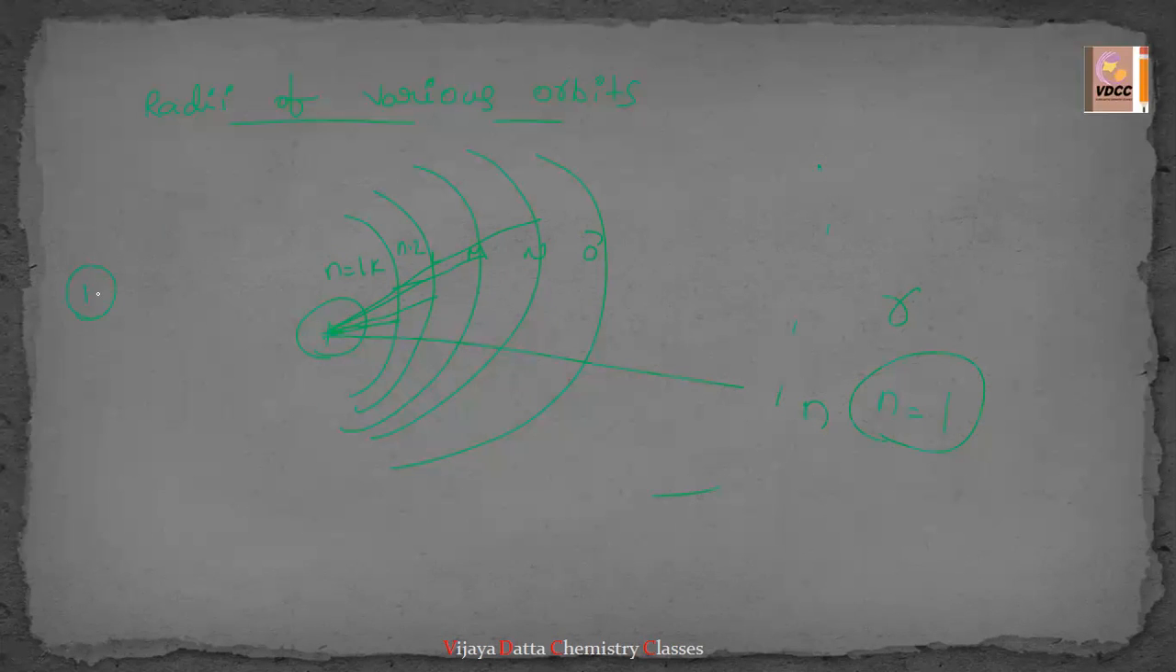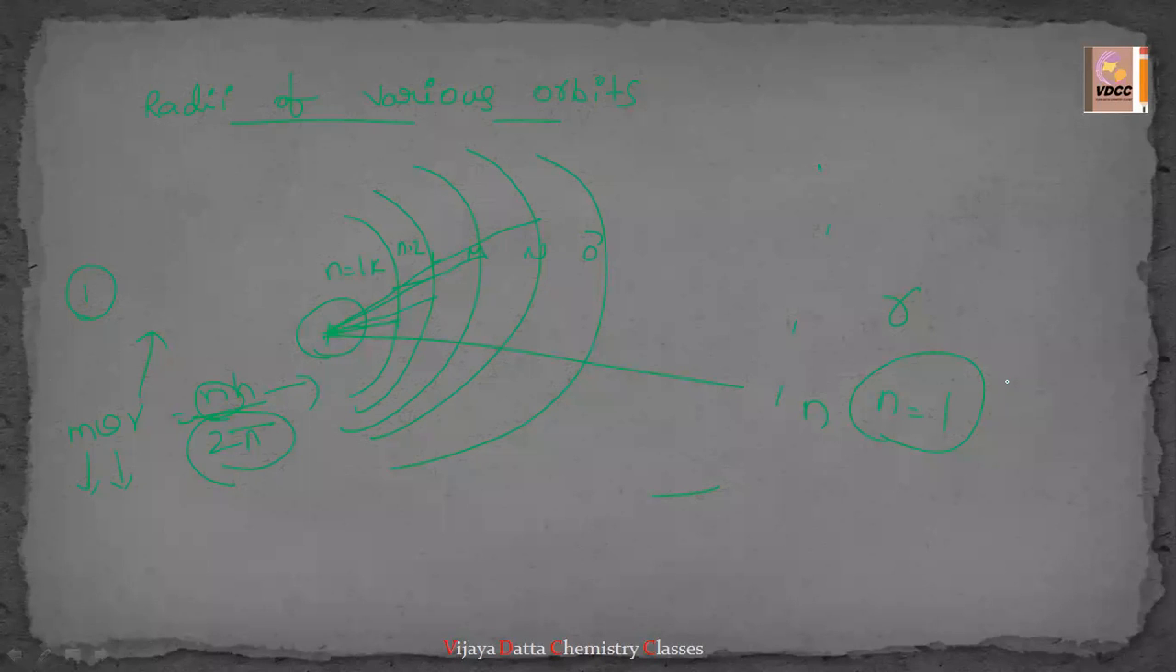One more important postulate is required here for the explanation of the radii of various orbits, that is mvr equals nh by 2 pi. That is what Bohr has taken. mvr equal to nh by 2 pi. m is the mass of the electron, v is the velocity of the electron, r is the radius of the orbit. n is the quantum number, h is Planck's constant, and 2 pi he has taken as the integral multiple. mvr equal to nh by 2 pi is also taken.